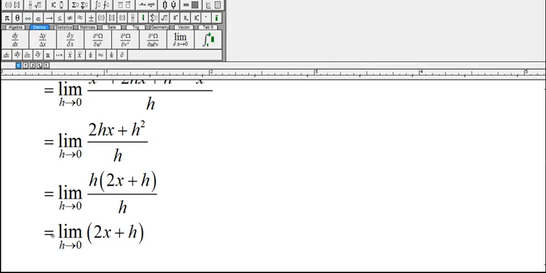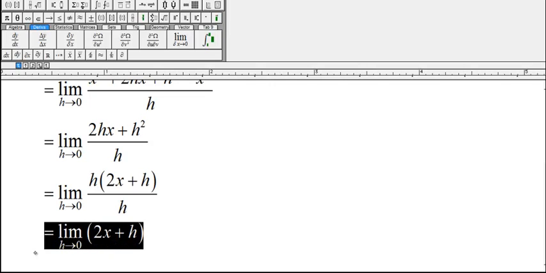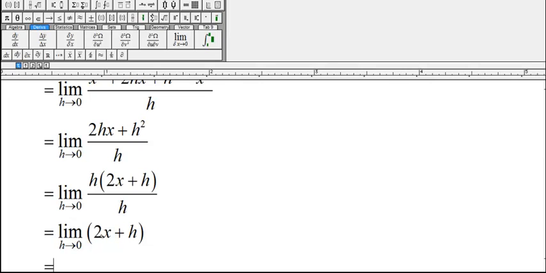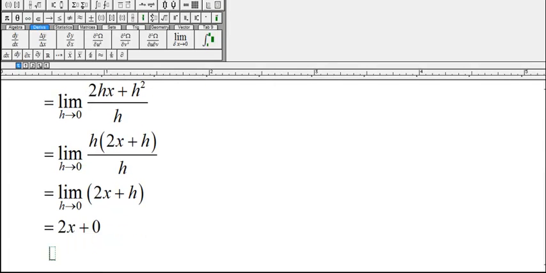Now this one is continuous at h, so we can actually just plug in h as 0. So notice up to this point we haven't actually taken the limit. But at this point we can take the limit of each piece, and that goes to 0, and then as we suspected, the final answer is f prime of x equals 2x.